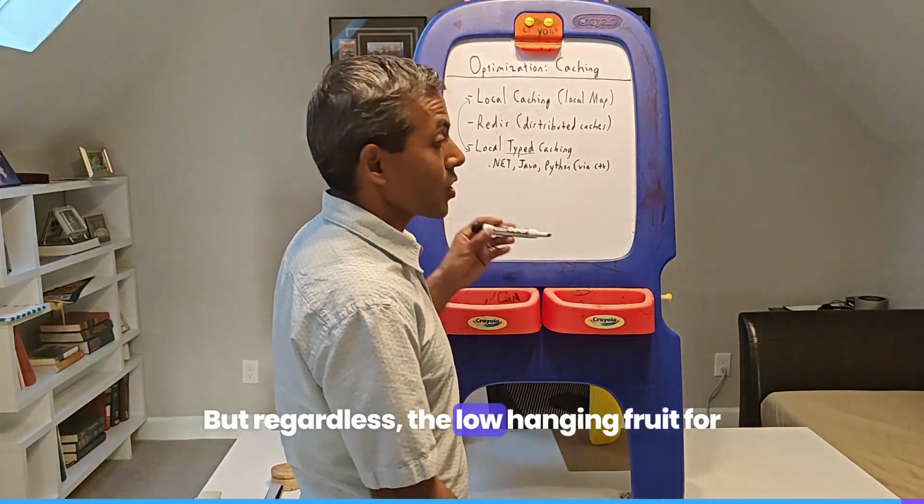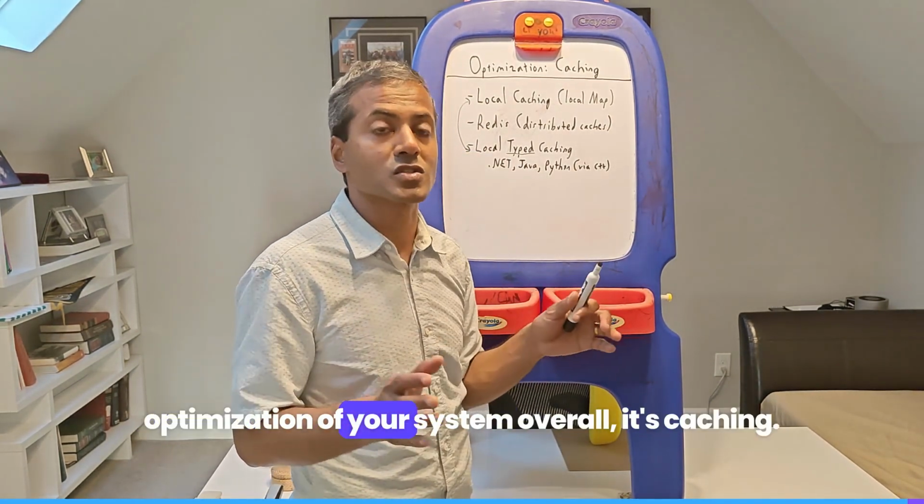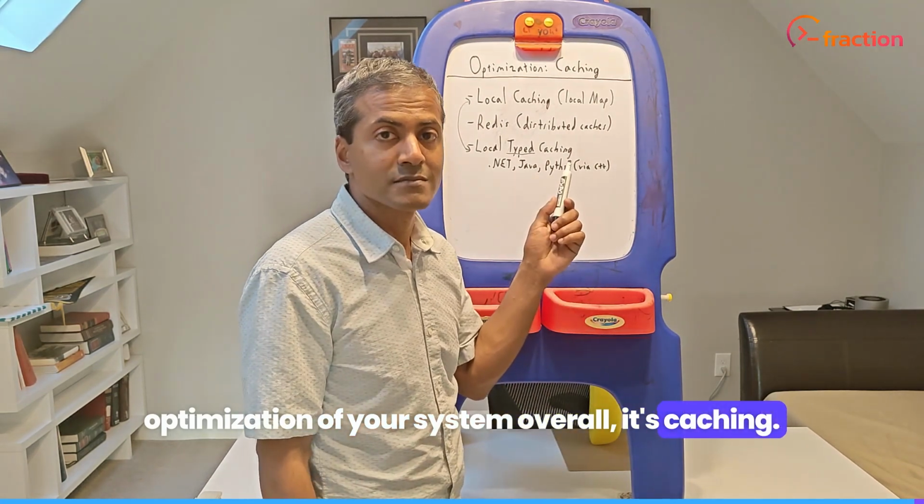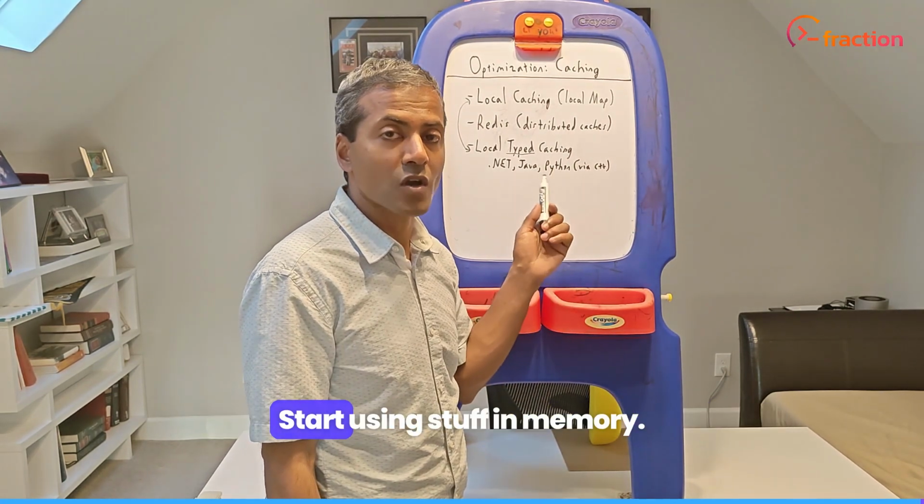But regardless, the low-hanging fruit for optimization of your system overall is caching. Stop calling the database every time. Start using stuff in memory.